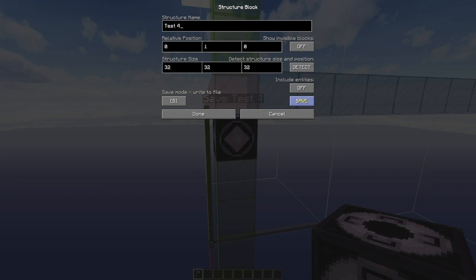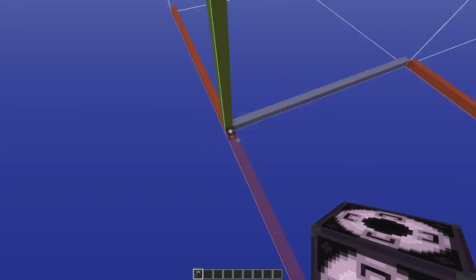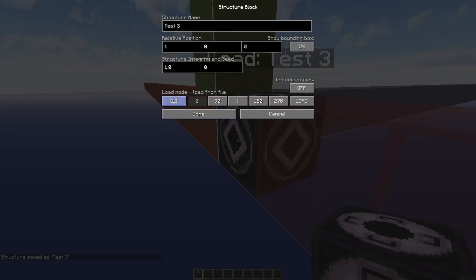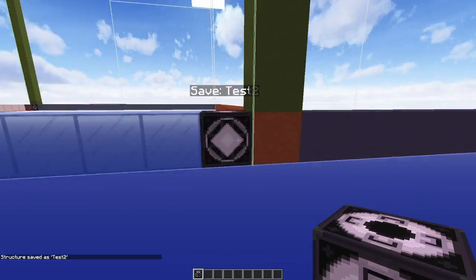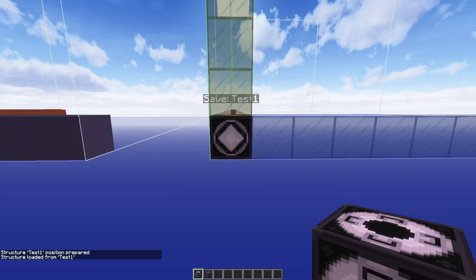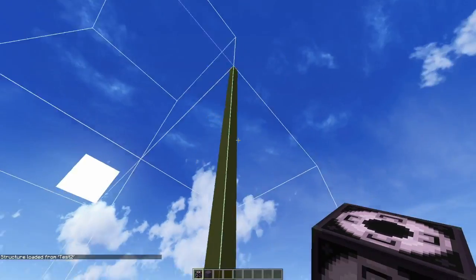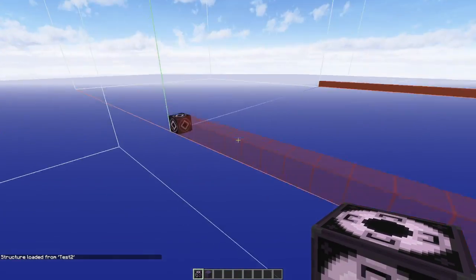Now here's the trick to making all this work smoothly. Start with the last block you placed. Work your way backward, saving each block and then switching it to the load state before moving on. That's all there is to it. All that's left to do is to load the first structure, and then the next, and then the next, and the next, and so on.